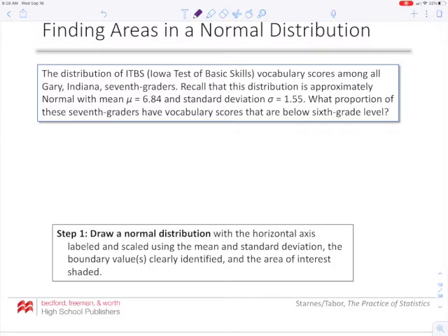Okay, so here's our problem. The distribution of ITBS vocabulary scores among all Gary, Indiana 7th graders. Recall that the distribution is approximately normal. We need that "approximately normal" so that it can trigger our minds to say, oh, it's a normal curve. We have that 68, 95, 99.7% rule that we could use. It tells us that the mean is 6.84 and the standard deviation is 1.55.